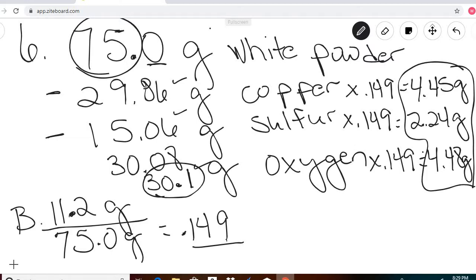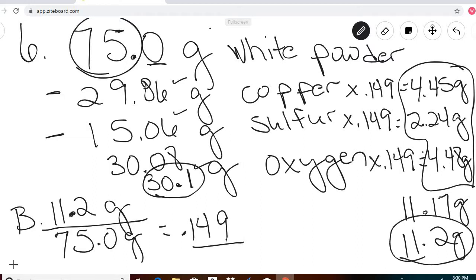You can double check yourself to make sure that you have the right answers by adding those 3 together. When you add those 3 together, you should get 11.2. When I add these together, I get 11.17, and because of rounding, that's 11.2 grams. So that tells you that the amount of each chemical that you calculated is correct if they add up to the amount that you wanted.